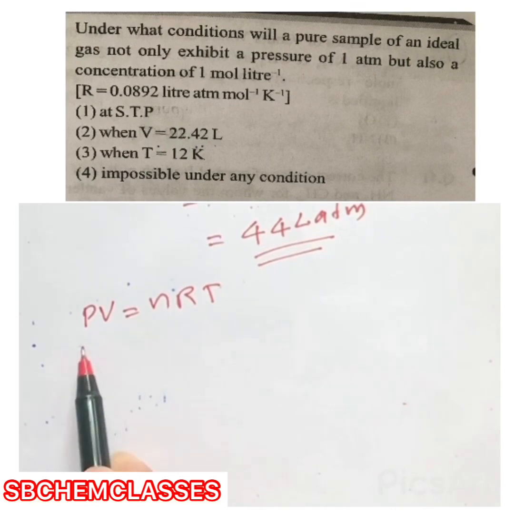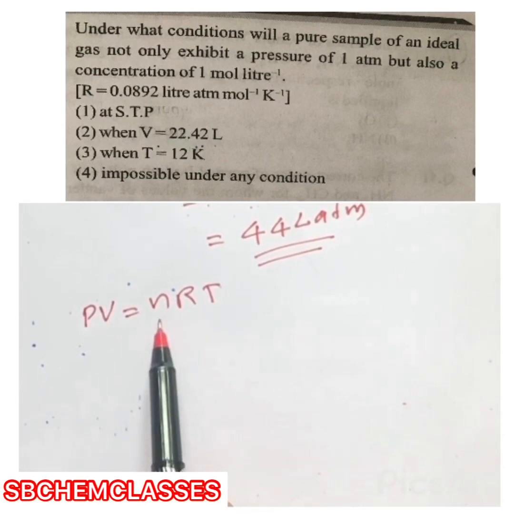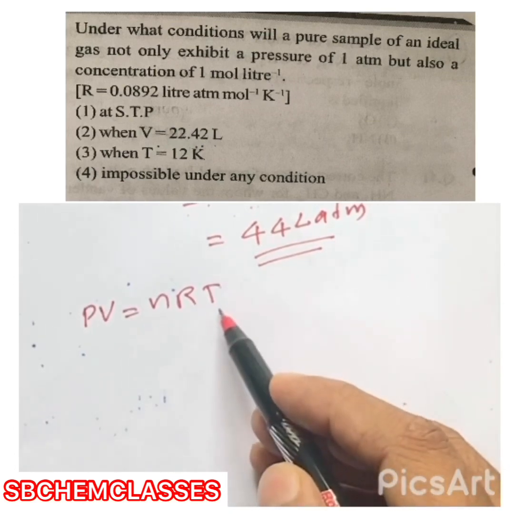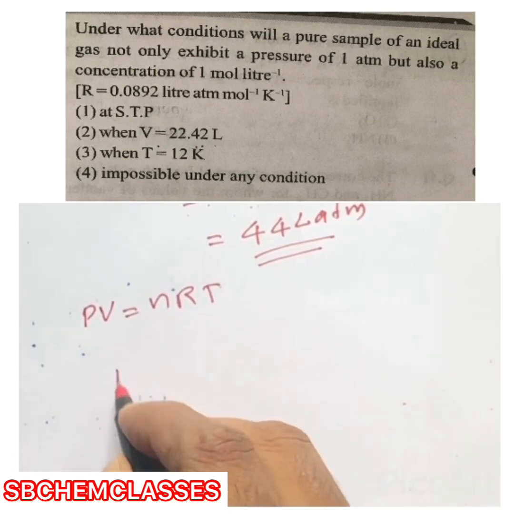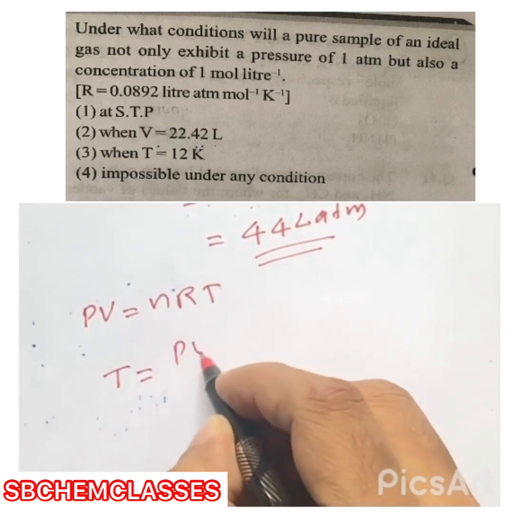In this question, pressure is given, that is 1 atm. Volume is given because concentration is 1 mole per liter. So volume is 1 liter and number of mole is 1 mole. Then we can calculate temperature from the question. Temperature equal to PV by nR.